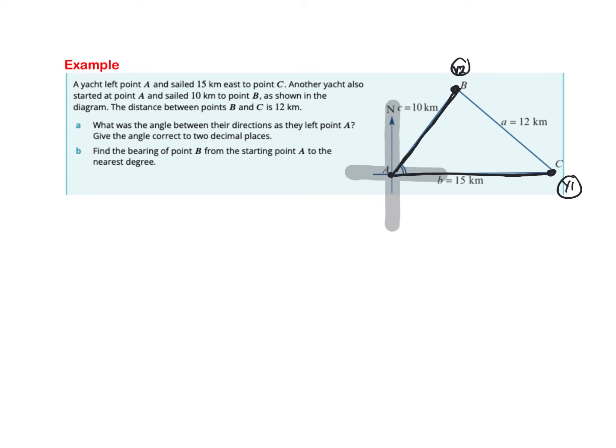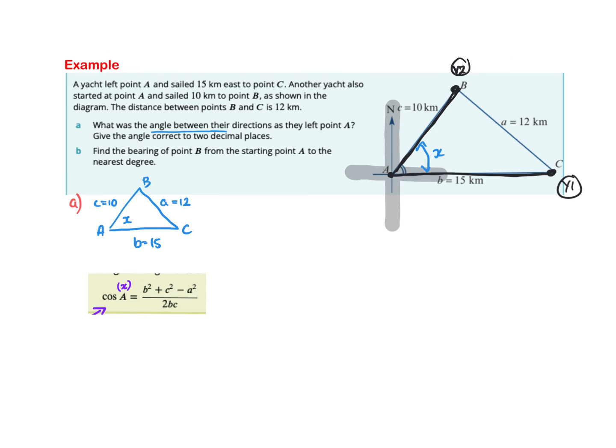Now, what is the angle between their directions as they left point A? What they want is the angle between them, that x, okay? So for part A, if we just drew up a simple triangle without all the other stuff, I'm going to call this A, B, C. I know that this is little a and that's 12. I know this is C and 10, and I know this is B and 15. And they want me to find x. So for me, that's angle A.